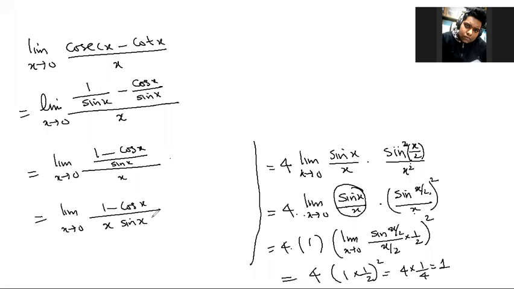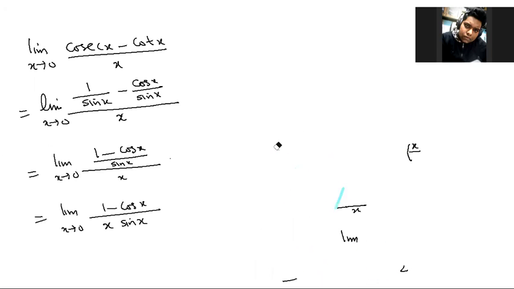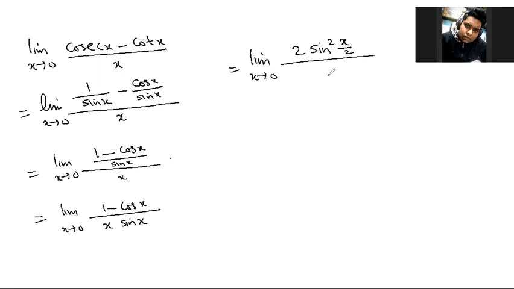When you see 1 minus cos x, you should be very happy. You can replace it by a formula: 2 sin square theta by 2, here theta के जगह x आएगा ना, x by 2. So limit x tending to 0, 2 sin square x by 2 upon x sin x.